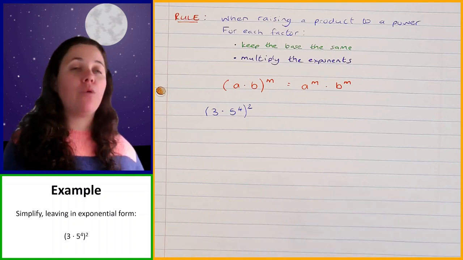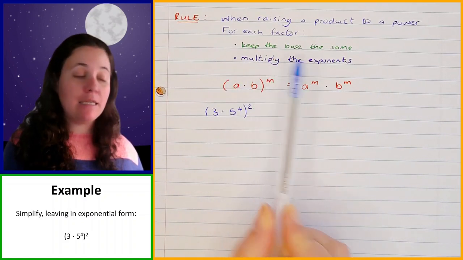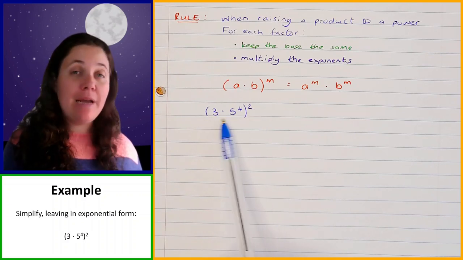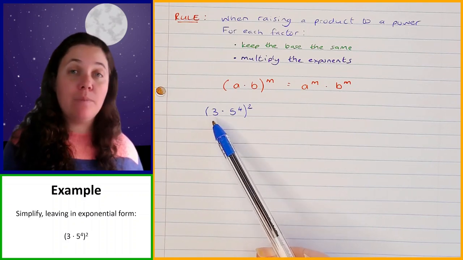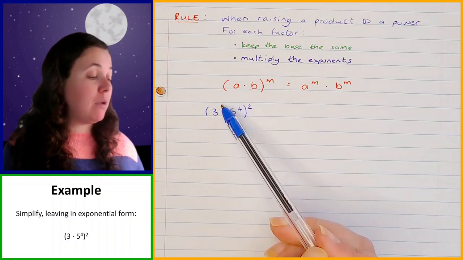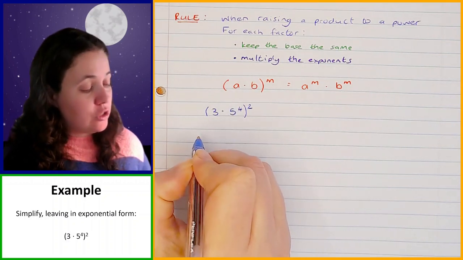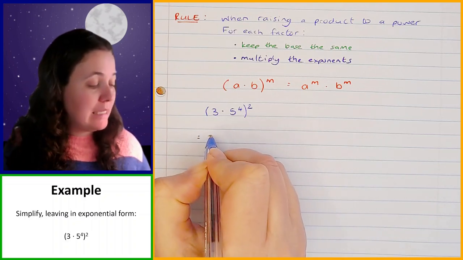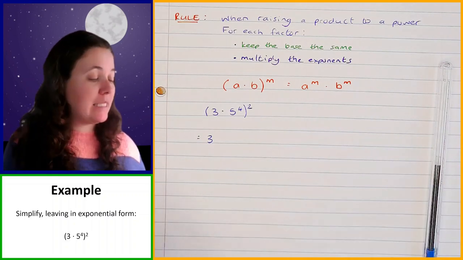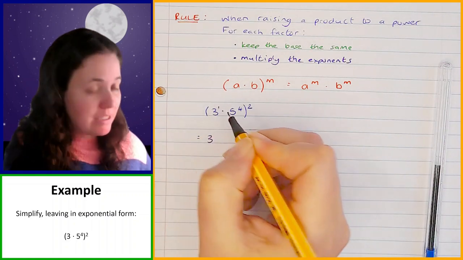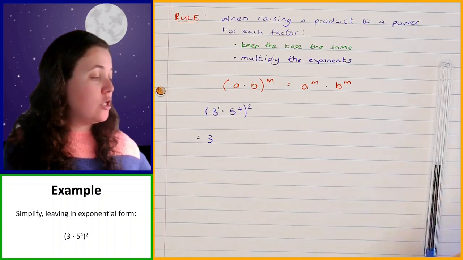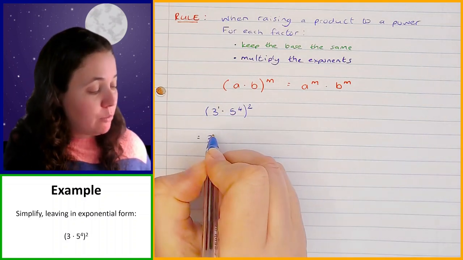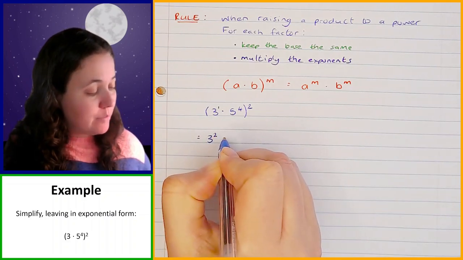Okay, so my rule says that when I'm raising a product to a power, for each factor I need to keep the base the same and I need to multiply the exponents. So let's first do our 3. That's the first factor that I'm going to deal with. So the base stays the same. And remember, you can't see the exponent here, but there is actually an invisible little 1. So I have 1 times 2, and that gives me 2. So it becomes 3 to the power of 2 times.